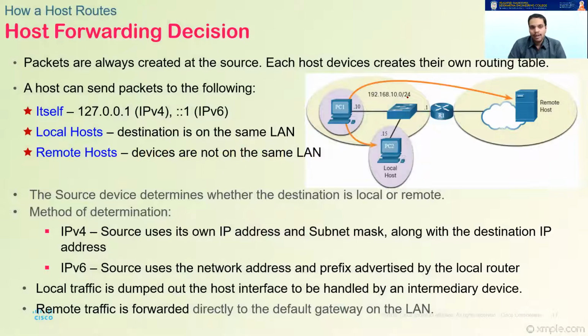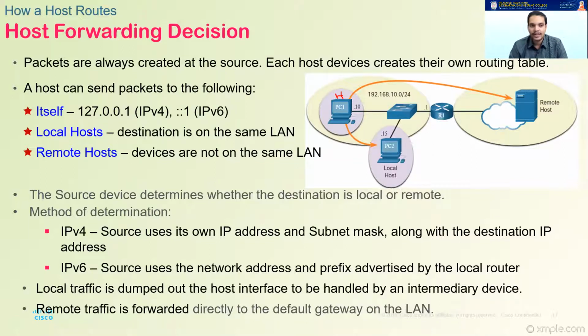Now if you take a host, remember that it can do 3 types of forwarding, or it can send packets in 3 ways. Let me take an example. Let me say that my host is PC1. It can send packets in 3 ways. The first is to itself. We call it a loopback address: 127.0.0.1 in IPv4 and ::1 in IPv6. This is called a loopback address and it is usually used to test itself. So it can send packets to itself using this address.